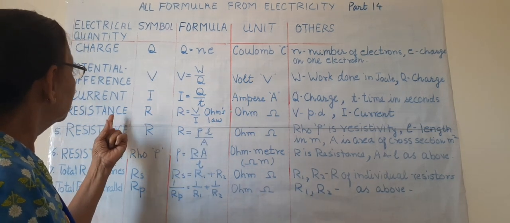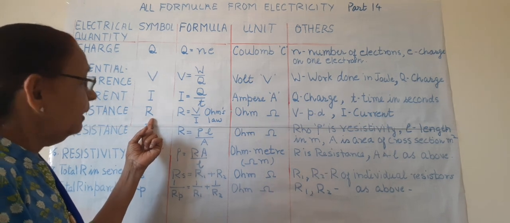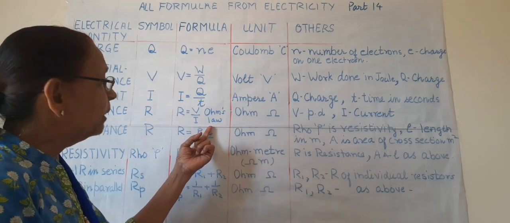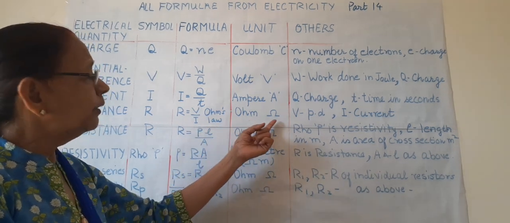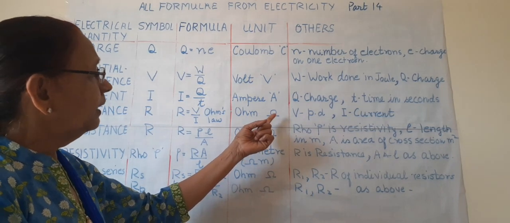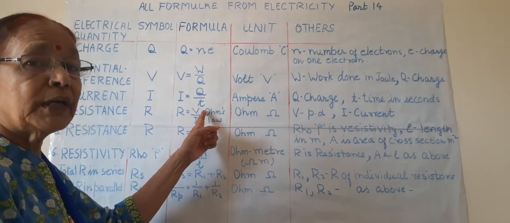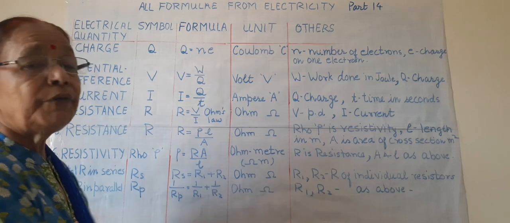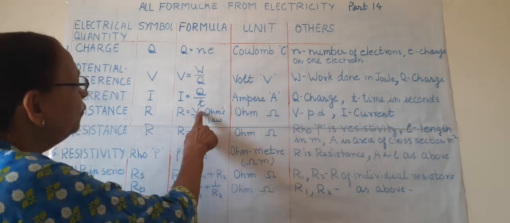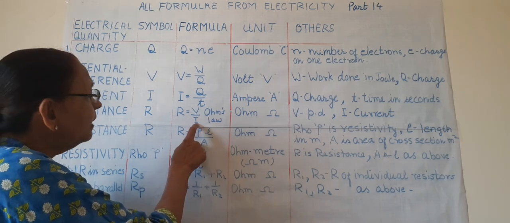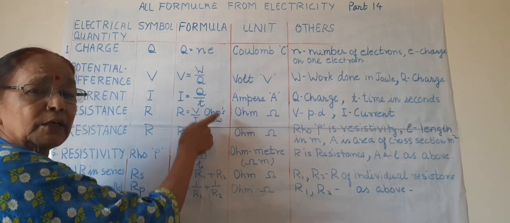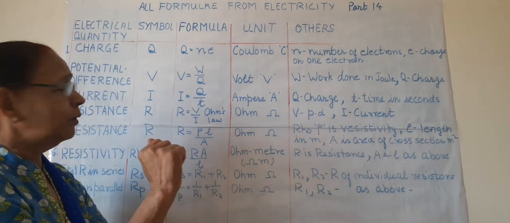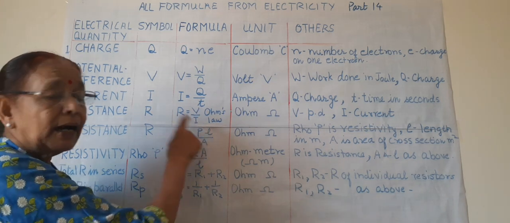Now the next in series is resistance. R, the formula is R is equal to V by I. This is from Ohm's law. Its unit is ohm, denoted by this Greek letter omega. V is potential difference in volt and I is current in ampere. With this formula, we can derive the other two formulas also: V is equal to R into I and I is equal to V upon R. So these three formulas of Ohm's law are derived from this single formula. All have R, V and I.